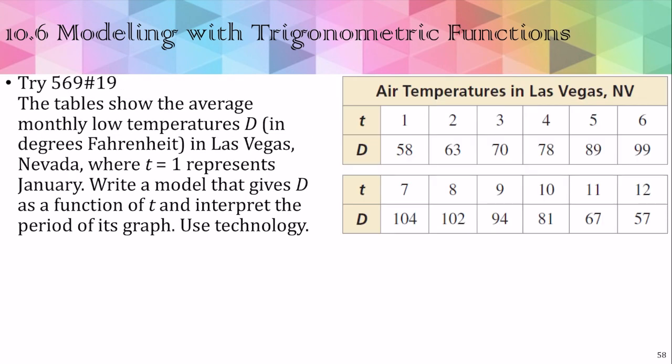Why don't you pause this and try number 19? You're done. The answer should be D equals 22.90 sine 0.542t minus 2.25 plus 80.9.